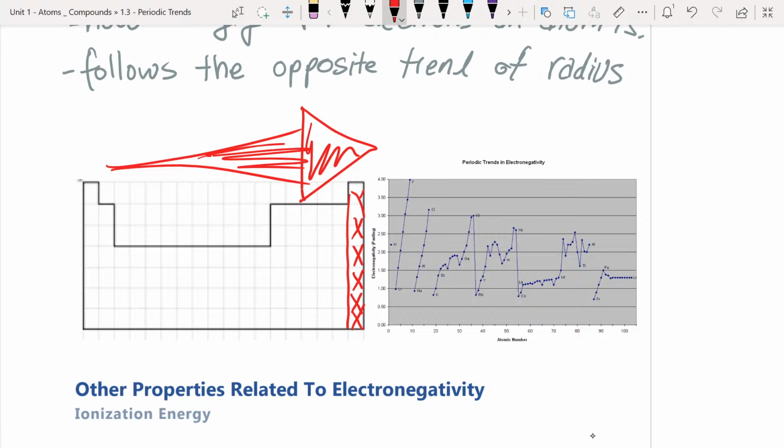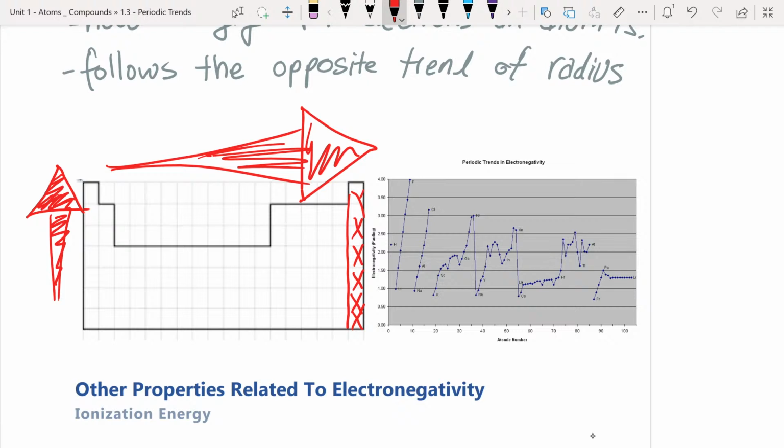But it also increases moving up the periodic table. The small atoms at the top of the periodic table are more highly electronegative than the big ones at the bottom. Questions about that? Cool. We're going to talk about electronegativity a lot. That's going to be a term we use a lot.